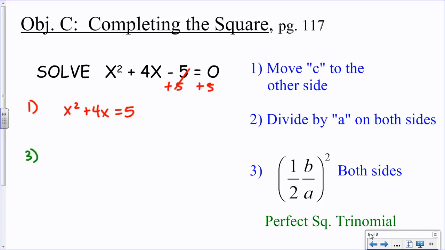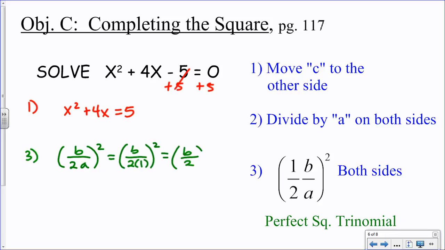All right, so I'm going to clean that up a little bit. Instead of saying multiplying by 1/2, I'm going to call it dividing by 2. So b over 2a squared. Also, since we divide by a, a is always going to be 1. So I'm really just going to call this b over 2 squared. We don't have to worry about the a part.